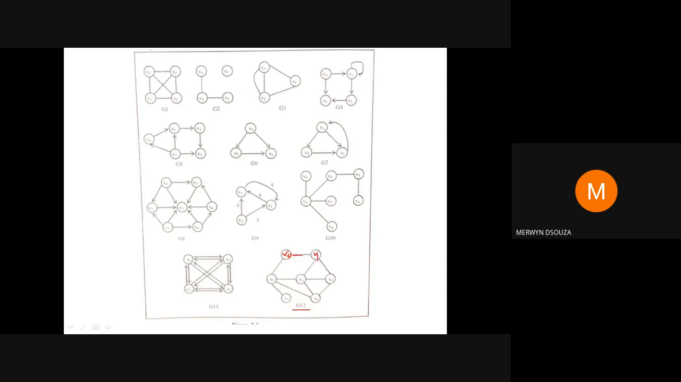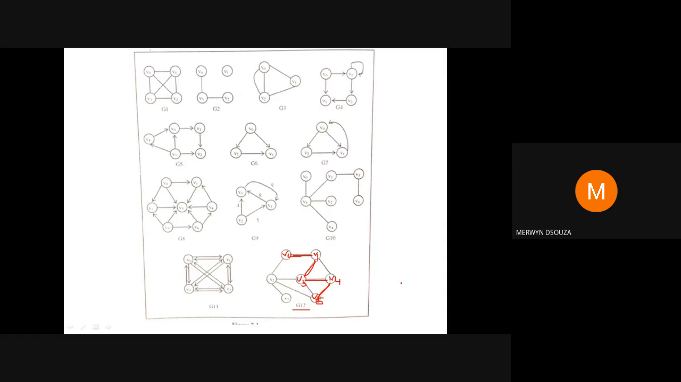From V0 you're going to V1. From V1 you're going to V3. From V3 you're going to V4. From V4 you're going to V6. So you can see here, this is the path we have taken to reach V6. All the vertices involved in the path are not repeated, they are distinct. Therefore, we will call this a simple path.